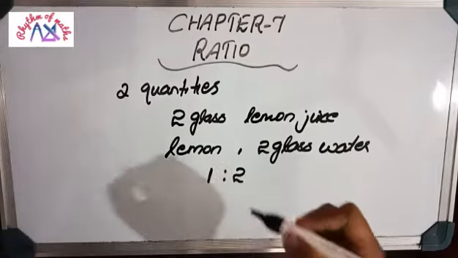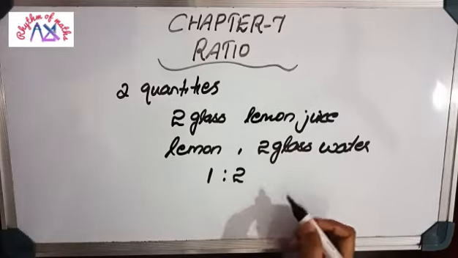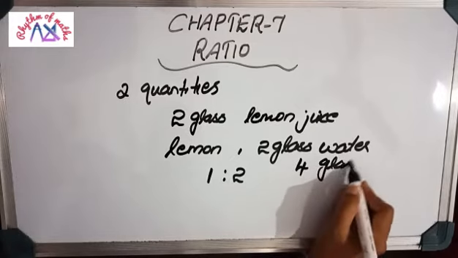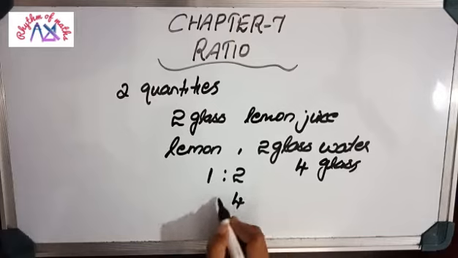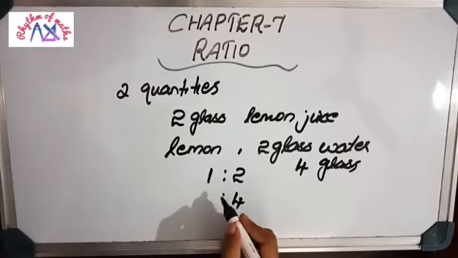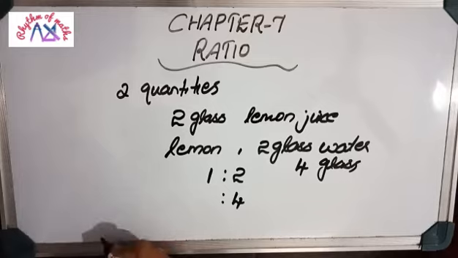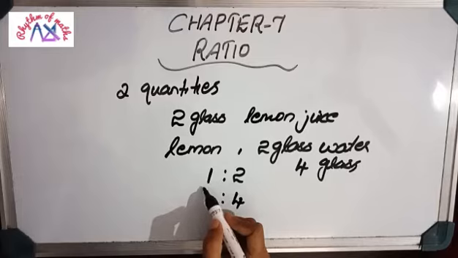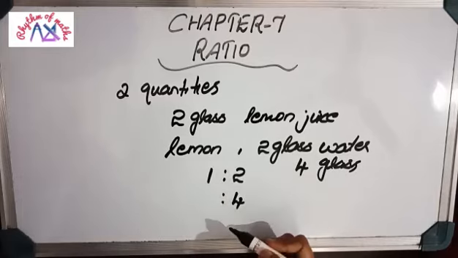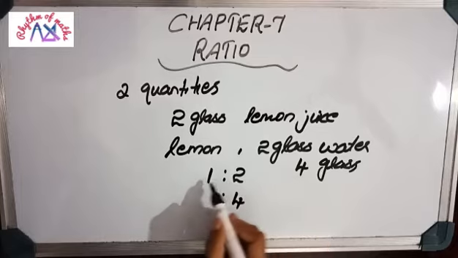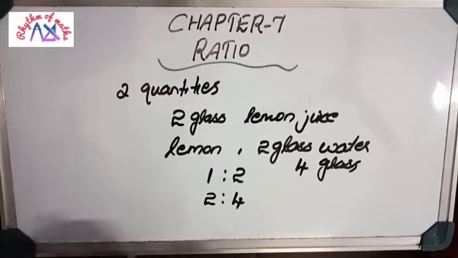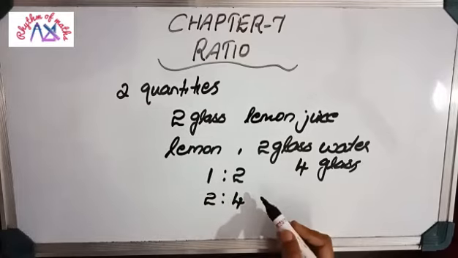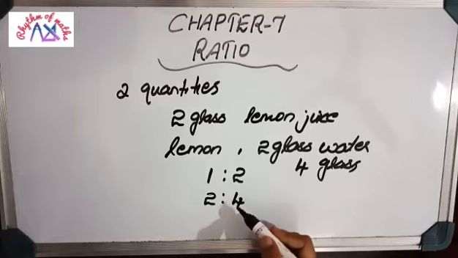Suppose we have to make 4 glasses of lemon juice. Instead of this 2, suppose we have to make 4 glasses. That means this 2 becomes 4 here. Then according to our ratio, how many lemons do we need for 4 glasses of water? For 2 glasses of water, only 1 lemon. So 4 glasses means it is double. That means here also it will be 2 into 2, 4. It is double, so the lemon also you have to take as double. So 2:4.